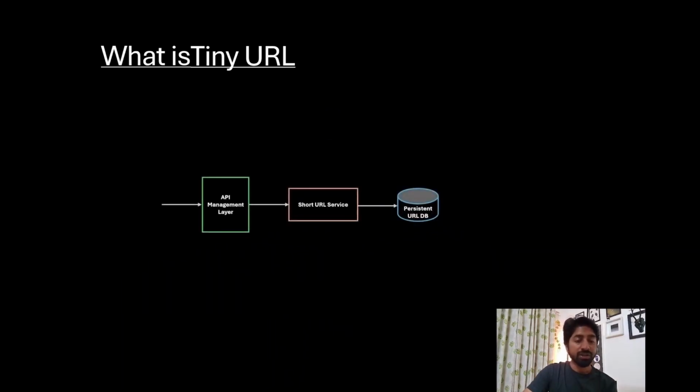So this is the foundation of our block level architecture. First, the request comes to the API management layer. It passes on to the short URL service, which does some kind of processing, creates a 7-character long magical string, which is mapped to the actual original URL, and saves it to the persistent URL DB.